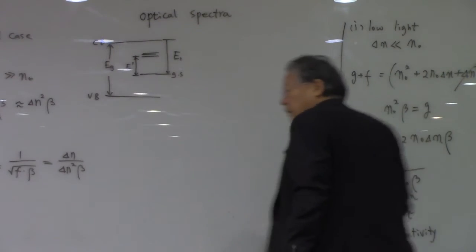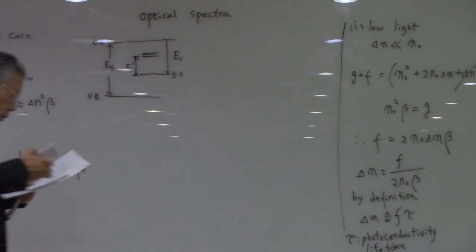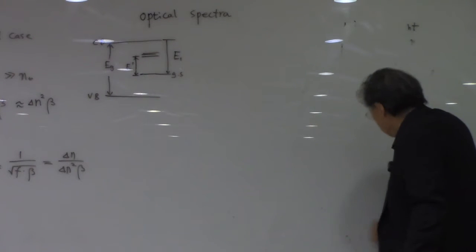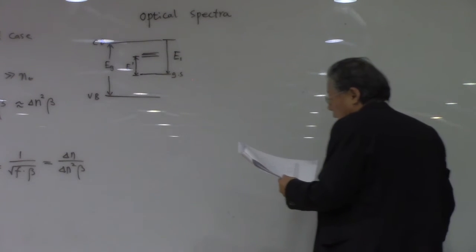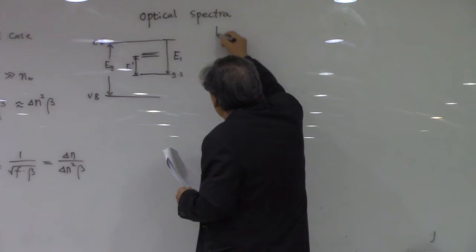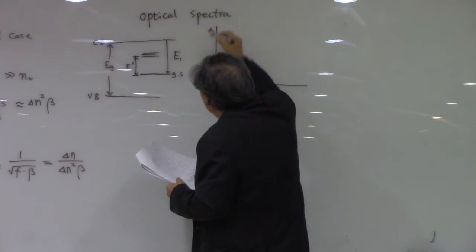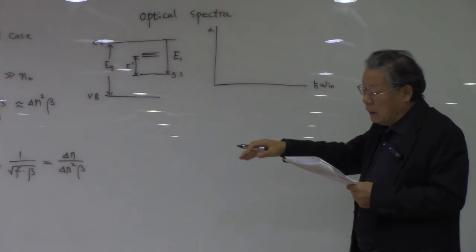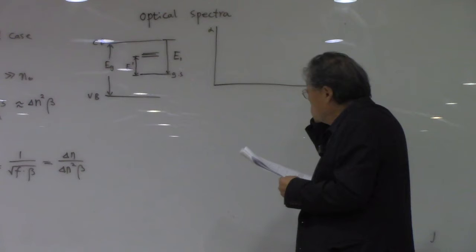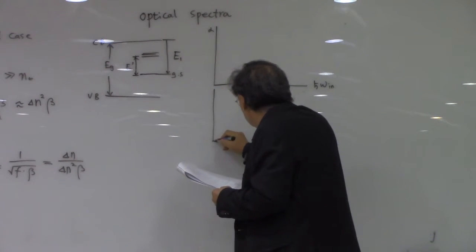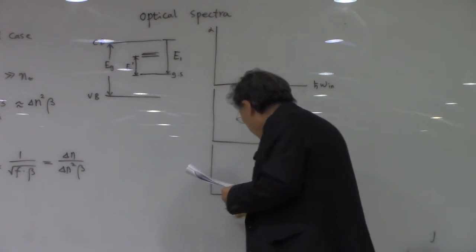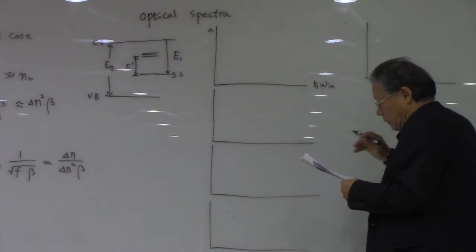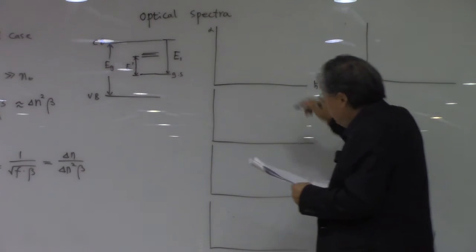And the optical spectra in the book, there are 1, 2, 3, 4, 5 optical spectra shown in the textbook. The first one is the absorption constant versus H bar omega of the incident photon light. And then the next ones, 2, 3, 4, and then we're going to draw the final one here. 1, 2, 3, 4, 5.